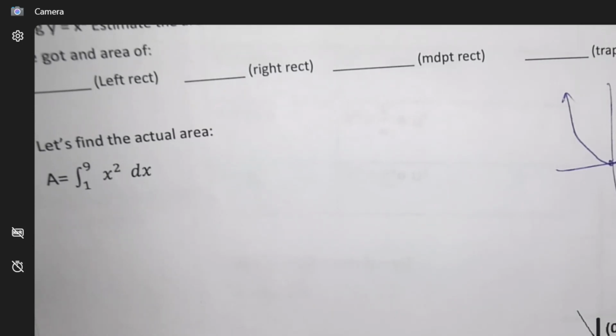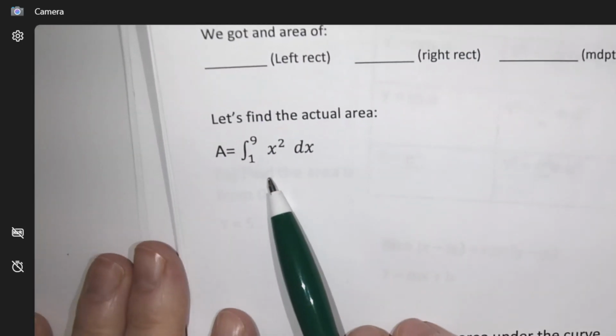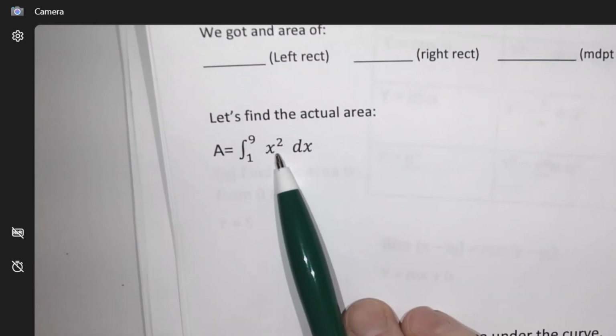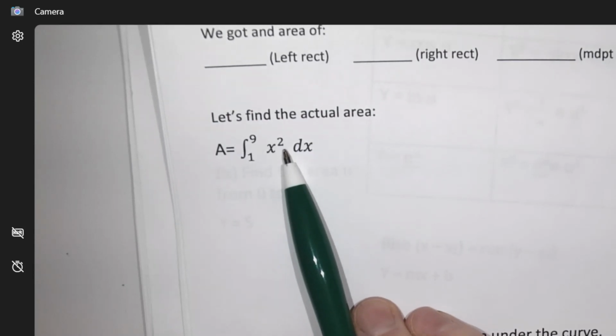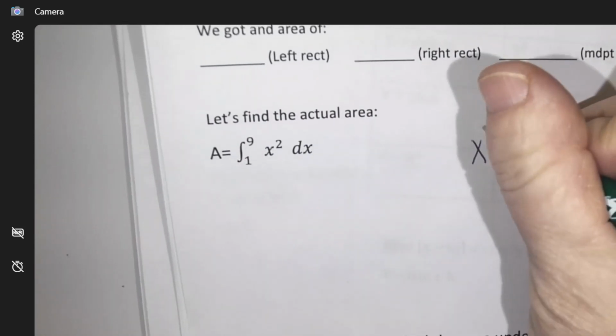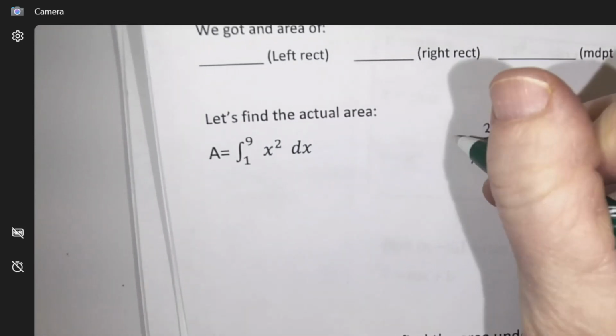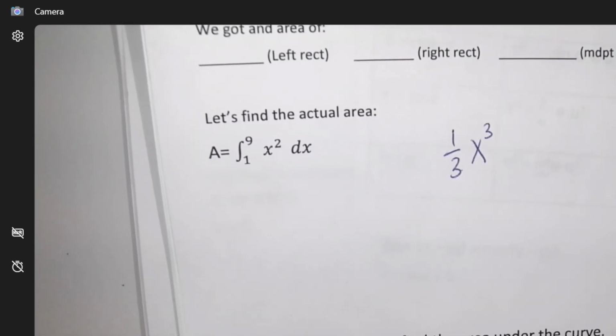Okay, so here we go. We're going to do the antiderivative. Integration means start the process of the antiderivative. So what do we do? We go up, so this is cubed, and then we divide by 3. Go up and then divide.